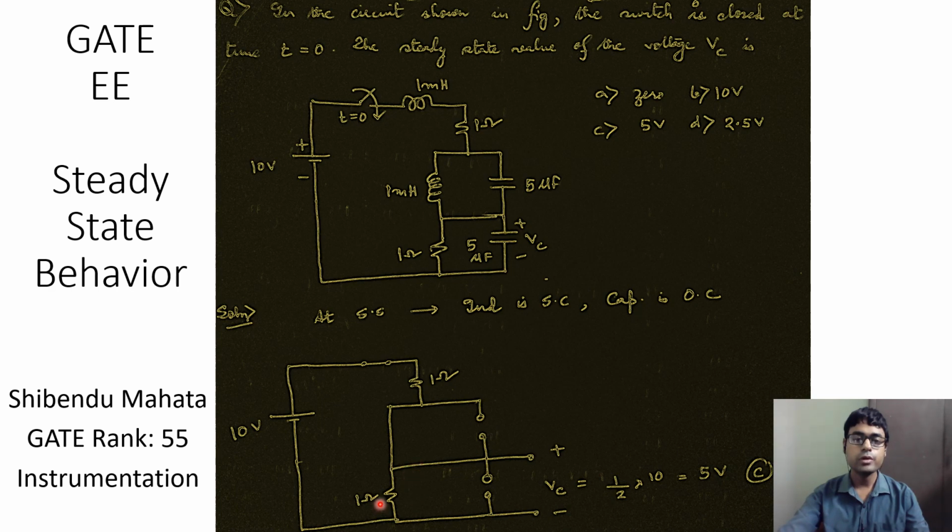So this is simply equal to 1 ohm divided by 1 plus 1 ohm, multiplied by 10 volts. So this Vc is equal to 1 by 2 multiplied by 10 volts, which is equal to 5 volts. So in this question, option C is the correct one.